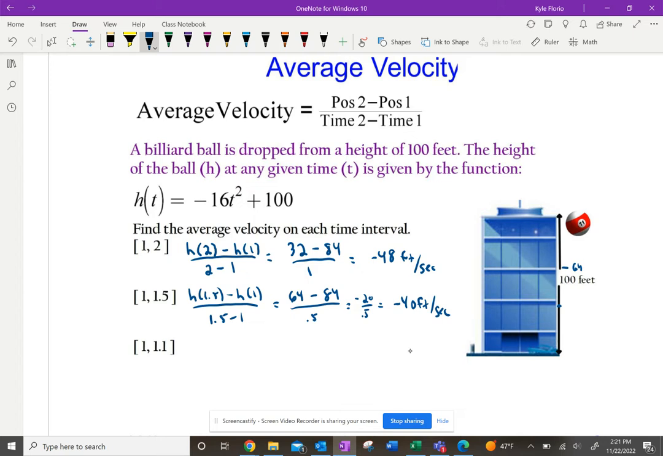The average rate of change between 1 and 1.1 seconds, well, what was the height after 1.1 seconds minus the height after 1 second? That tells me how far it traveled, over how much time? 1.1 minus 1. So h of 1.1 is about 80.64 minus h of 1, which is still 84. And 1.1 minus 1 is just 0.1 seconds. So that comes out to be negative 33.6 feet per second.